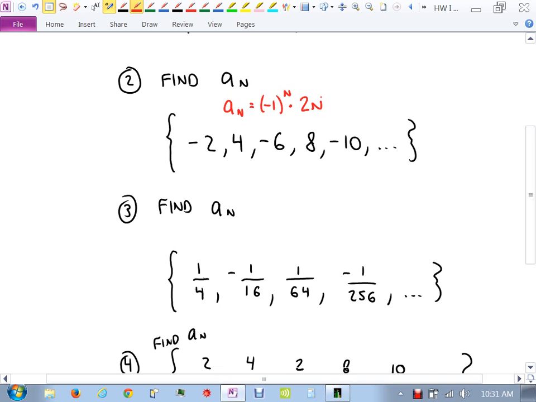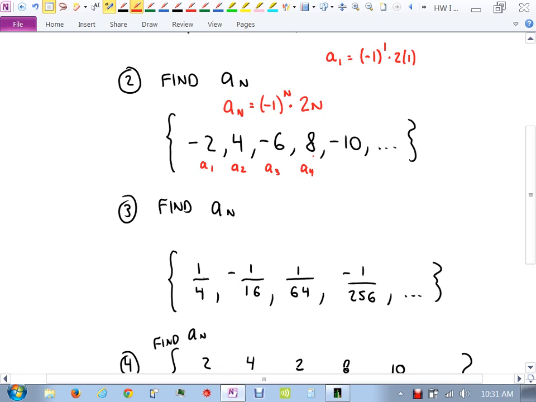Look at the next one. It's alternating, isn't it? What's wrong, Sarah? Plug in 1, okay, a sub 1 would be negative 1 to the 1 times 2 times 1. No, you plug in 1, then you plug in 2, then you plug in 3. This first one should be what I get when I plug in 1, the second one when I plug in 2, the third one when I plug in 3, 4, and so on. Does that help? Yeah. Okay.